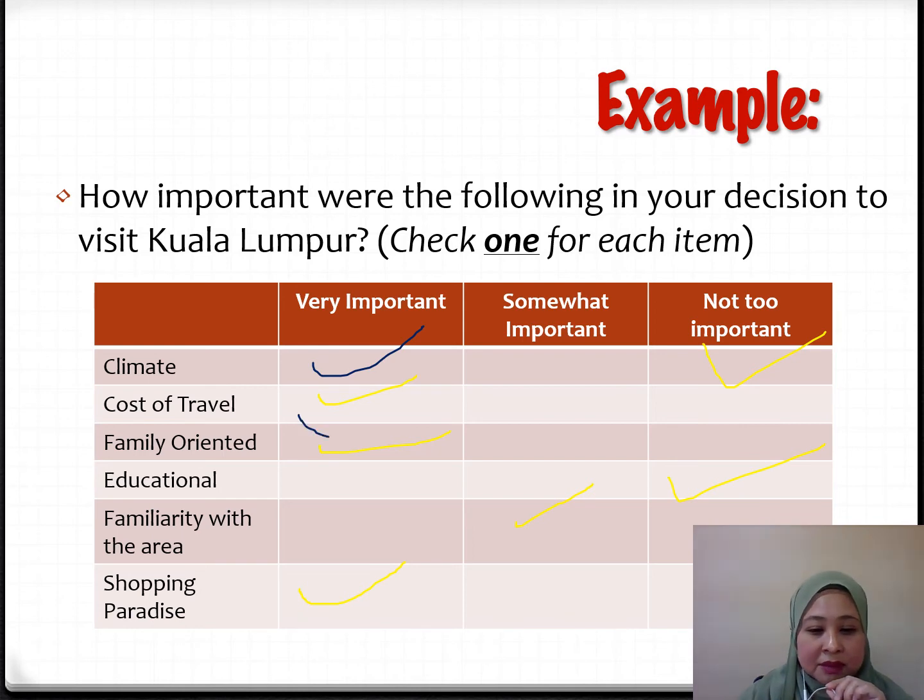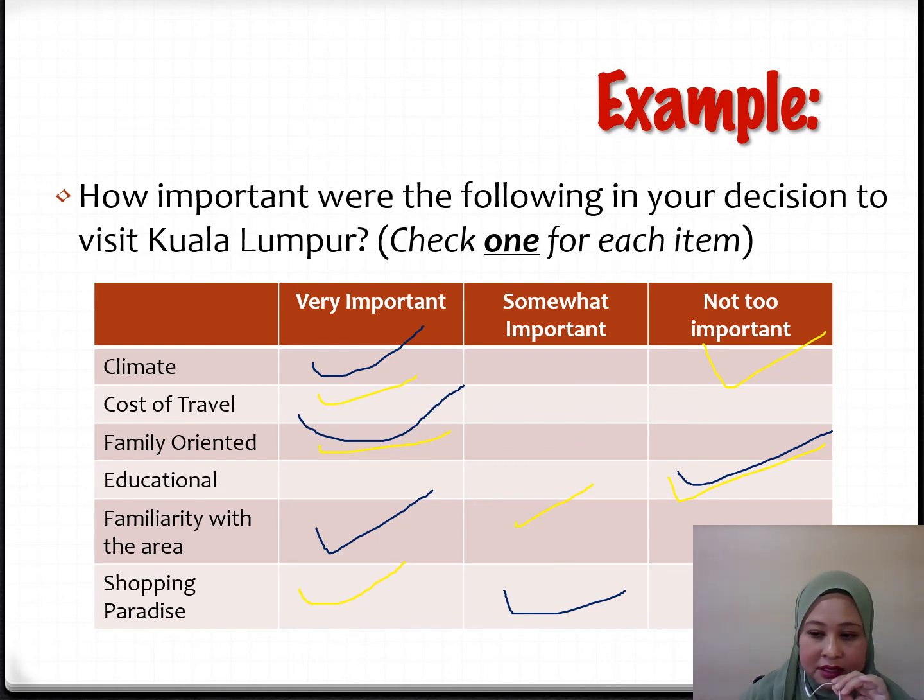Cost of travel is also important because they are coming in a big group. Educational maybe not too important, but for certain people it is important, depending on the type of leisure that they go for. Familiarity in the area may be important. This one may be not important. This one may be somewhat important, depending on your respondent. Again, there is no wrong or right answer.